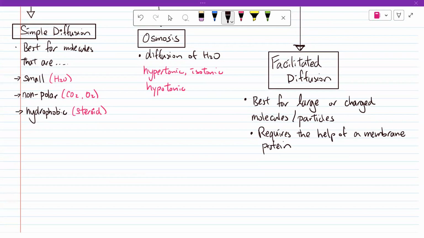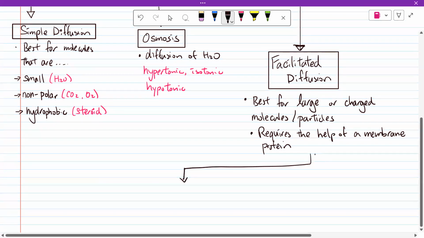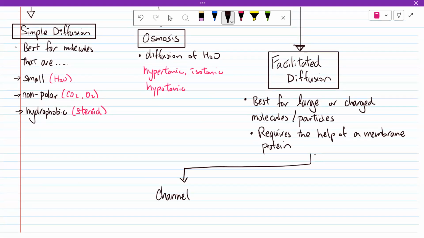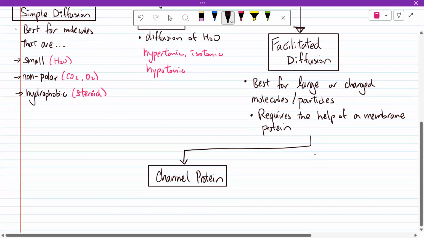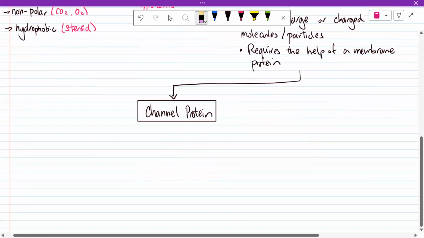And can anybody remind me what the two types of facilitated diffusions are? Does anybody remember? It's okay to look at your notes if you need to. Channel and carrier. That's right. Very good. Thank you. So there are the channel proteins, and then there are the carrier proteins, right? So let's do channel protein first. Okay, so the channel proteins are the ones that create a tunnel.